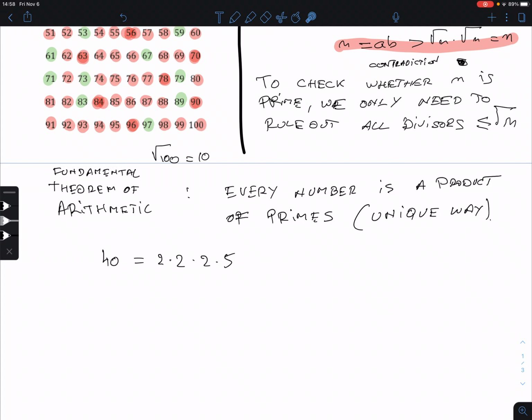So this is the factorization theorem that every number is a product of primes. And of course, a prime itself is a product of primes. 7 is 7, that's a product of primes. It's a silly product because there's only one number, but it is, so it applies to primes too. But of course, what we really mean is that every composite number is a product of primes in a unique way. So the next question is, how do we find that?